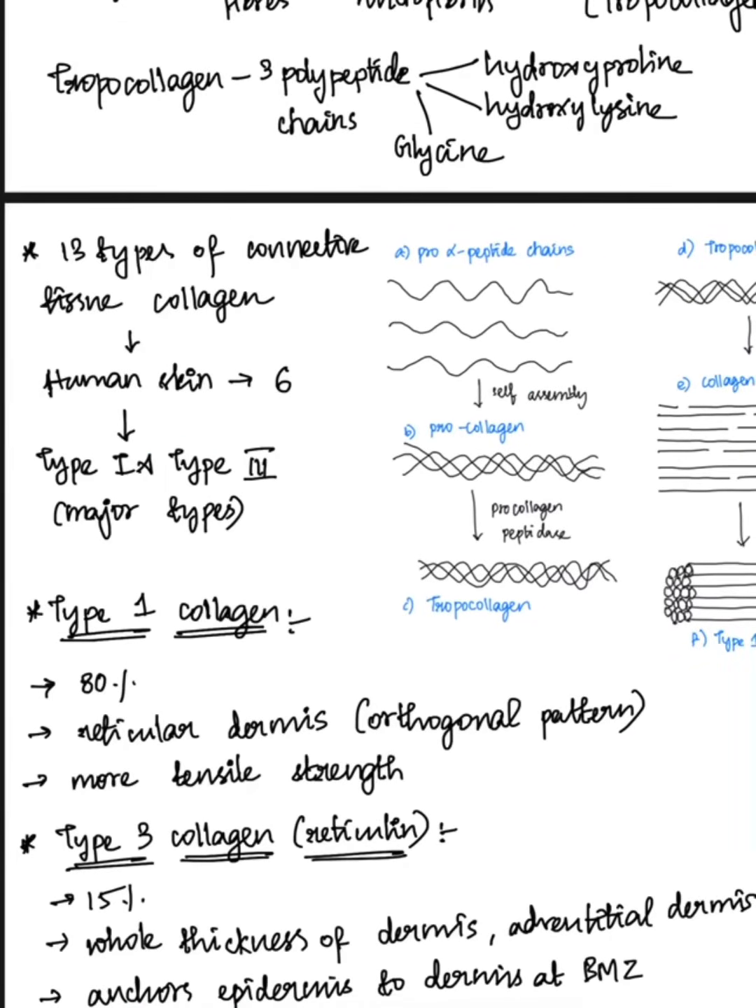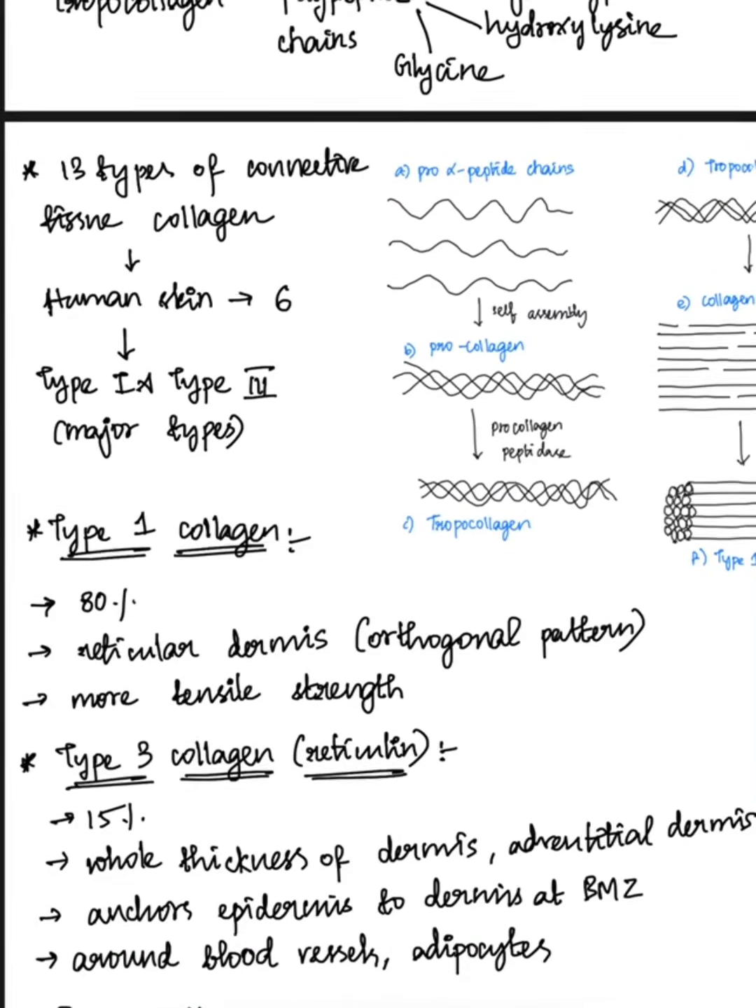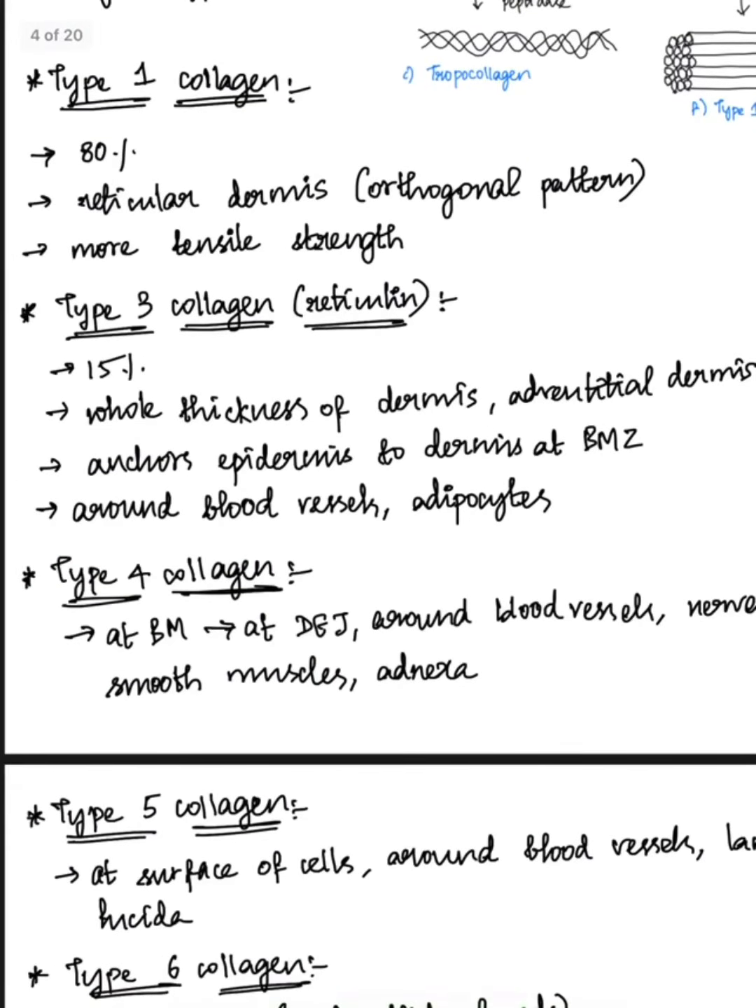There are 13 types of connective tissue collagen identified, out of which 6 are found in human skin, of which type 1 and type 3 collagen are the major types. Type 1 collagen forms about 80% and is mainly present in the reticular dermis arranged in an orthogonal pattern, and its function, as we know already, is tensile strength.